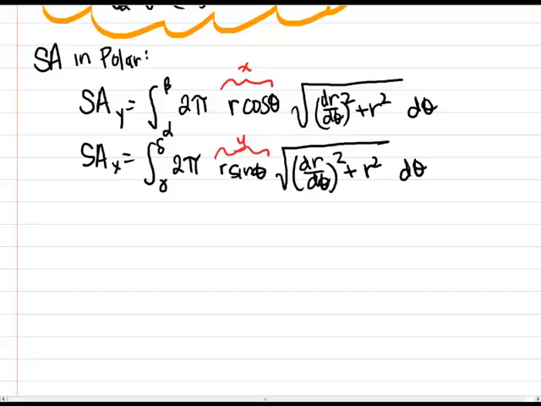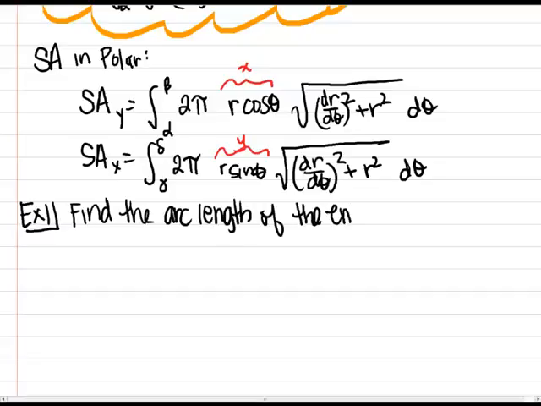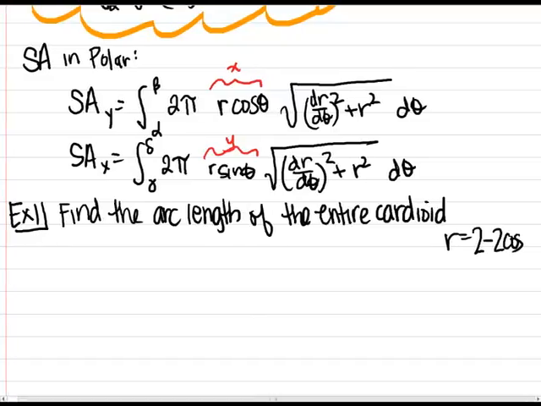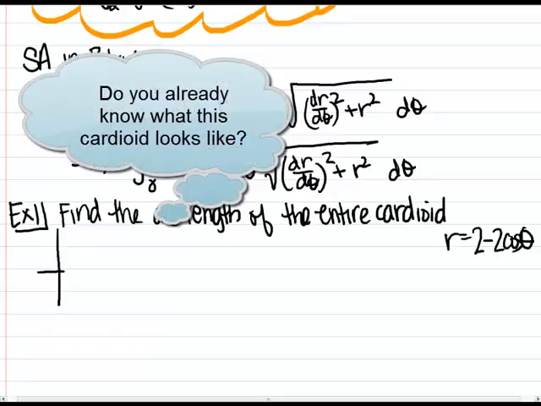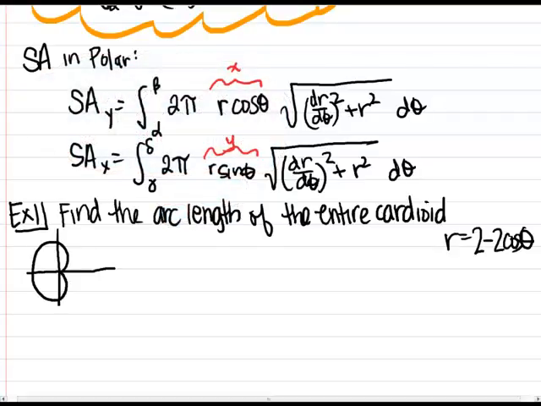And now we'll do two examples. So our first one, find the arc length of the entire cardioid, r equals 2 minus 2 cosine theta. Now this particular cardioid is symmetric top and bottom, so across the polar axis. And when theta equals 0, cosine 0 is 1, so I know it starts at the pole.